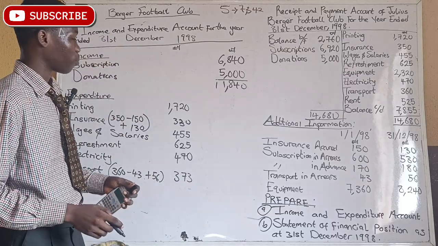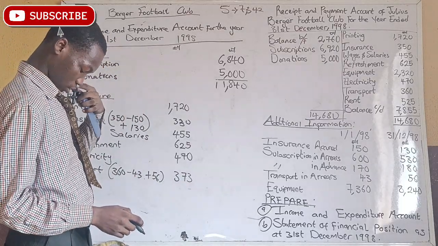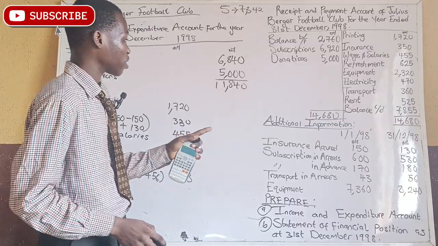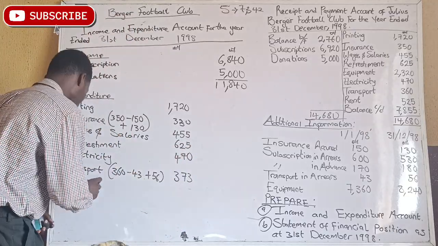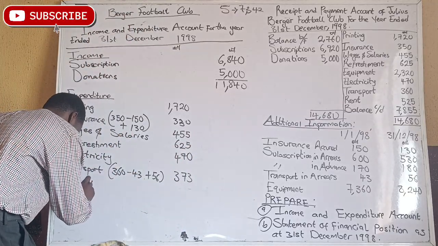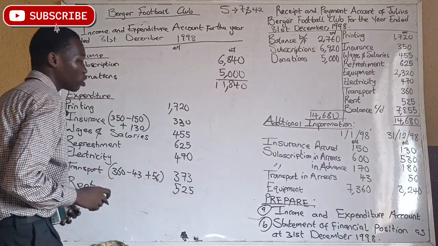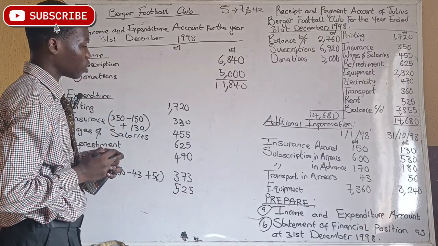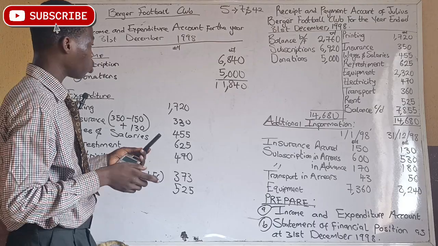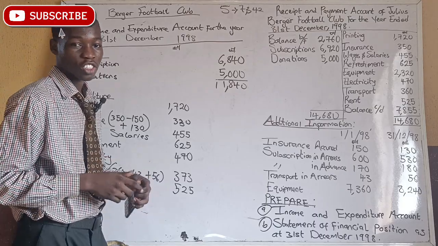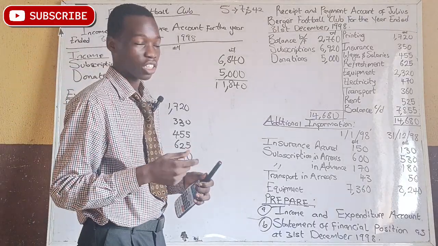Now let's look at the other part. We have rent, which is 525 now. The other thing we are going to look at is, do we have a depreciation? So let's note that first before we continue, because that part is also a tricky part.